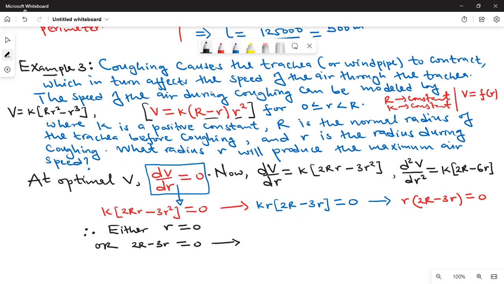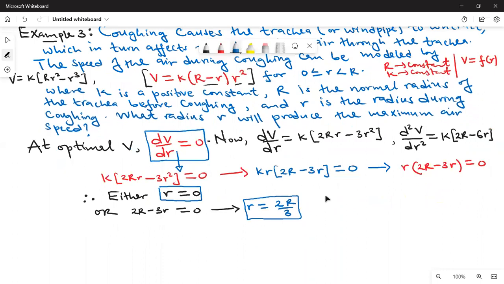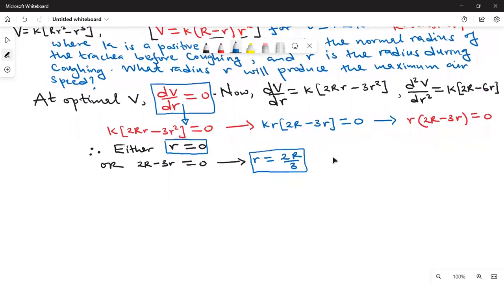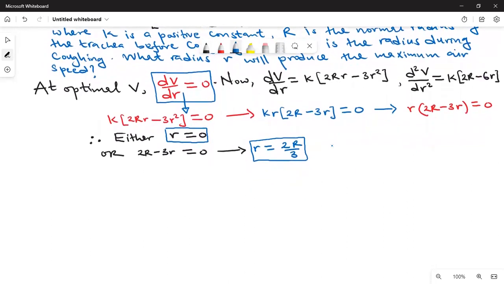From here, you're going to get the small r as a function of the capital R, that is 2R over 3. So look at the values we have found. r is equal to 0. Another value is that r is equal to 2 over 3 times the capital R. Now, we don't know which of those values will give us the maximum air velocity. To know which one is maximum and which one is minimum, we are going to use the second derivative test.